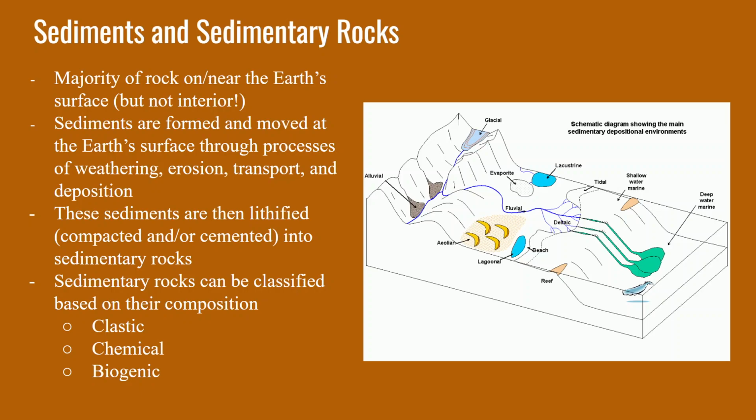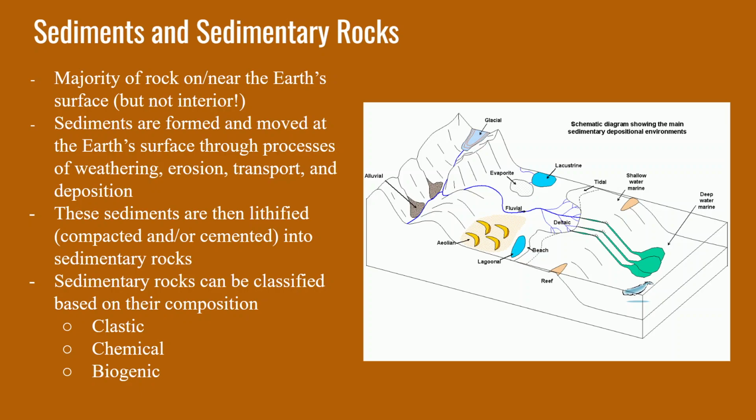Obviously, not in the interior, that's mostly igneous and metamorphic stuff, but the very, very thin top part of Earth's very thin crust is sedimentary, so it's often what we have the easiest access to.